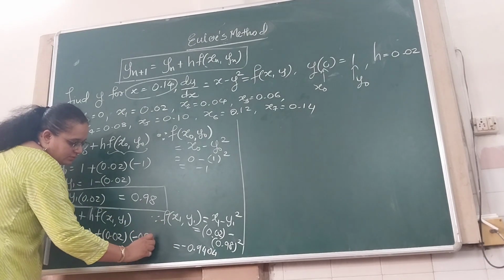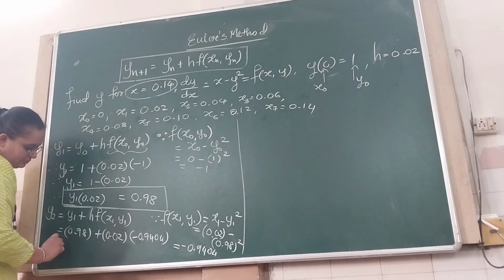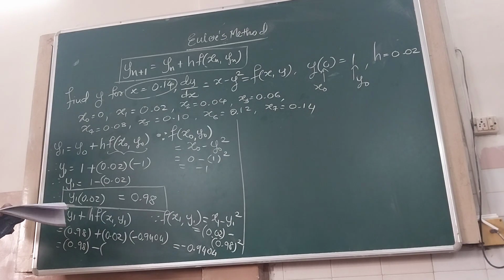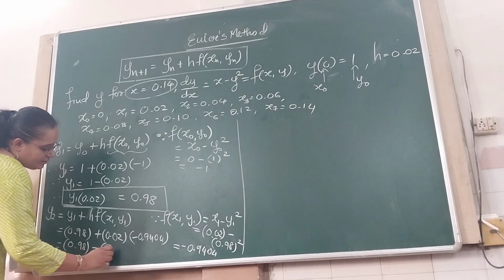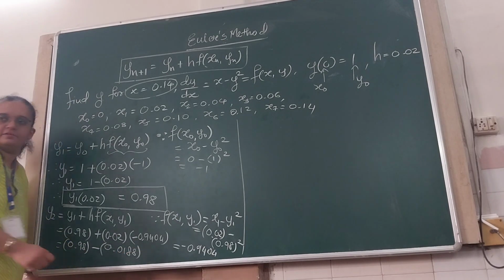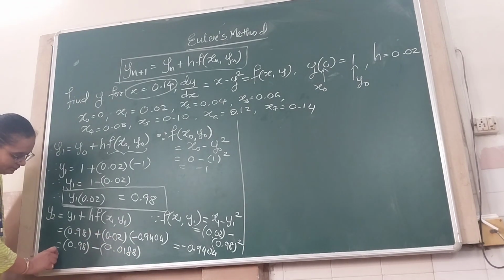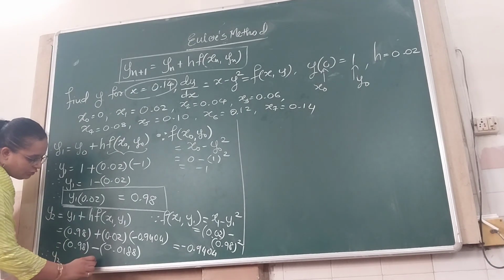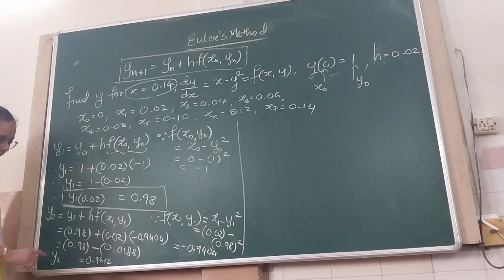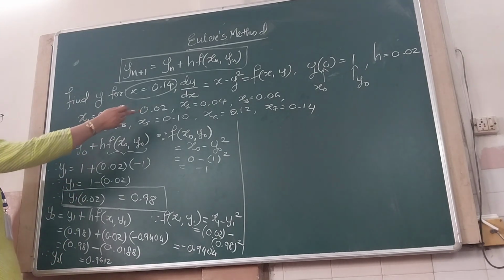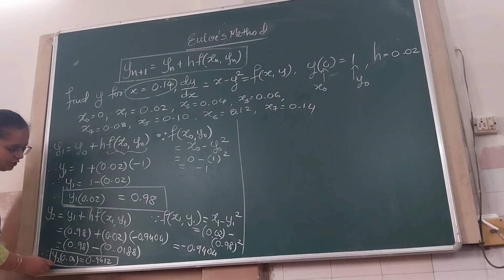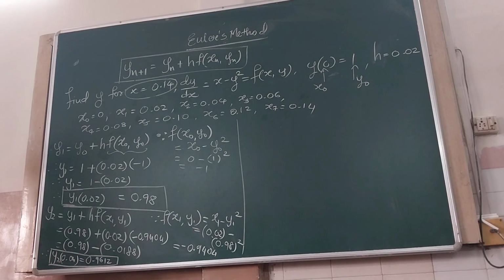Minus 0.9404. Multiply these two terms, which will come as minus 0.0188. Right? Yes. Now subtract this, 0.9612. Now we have got this value of whom? y2, in brackets 0.04. So we have got the y2 for this x2. Are you clear everybody? Yes.